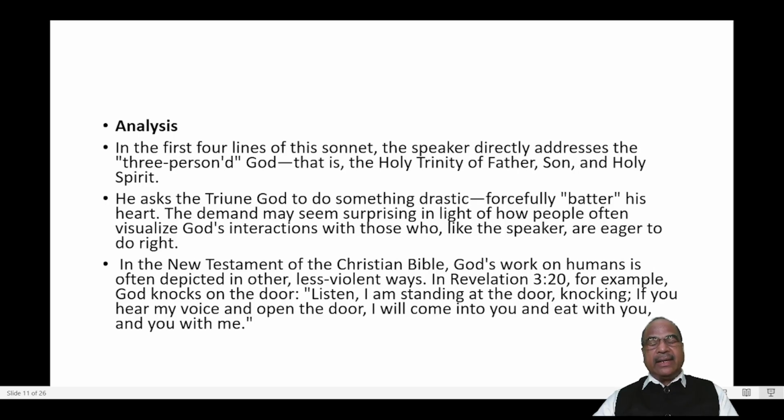Here, actually in the New Testament, especially in Revelation 3:20, you can see a God who is very gentle in outlook. He says that you just knock at my door, I will open the door for you and I will help you. But please note that here our poet or our speaker wants God to batter him. So this is a paradox. Okay.